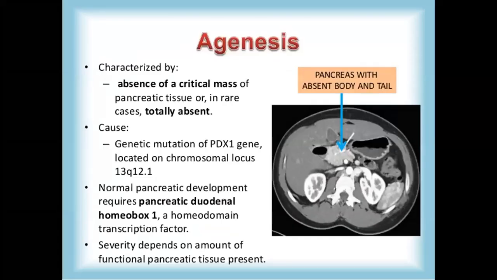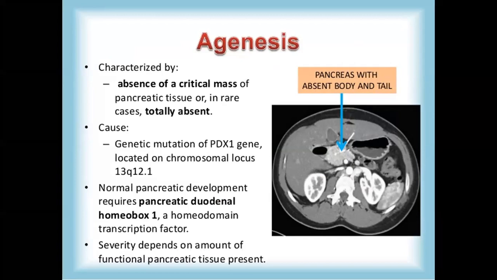What is agenesis? How do you define pancreatic agenesis? That is absence of a critical mass of pancreatic tissue. In rare cases, it's totally absent. You can see I've shown the picture of a CAT scan on your right-hand side, which shows a pancreas with absent body and tail.